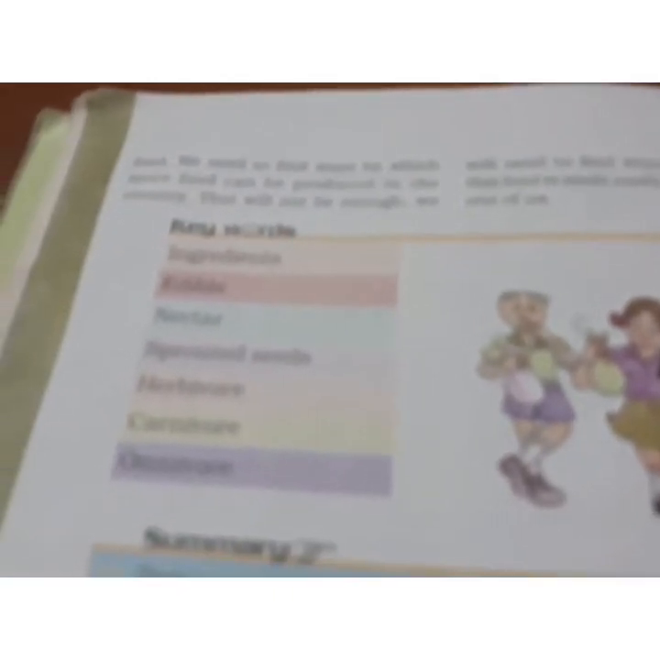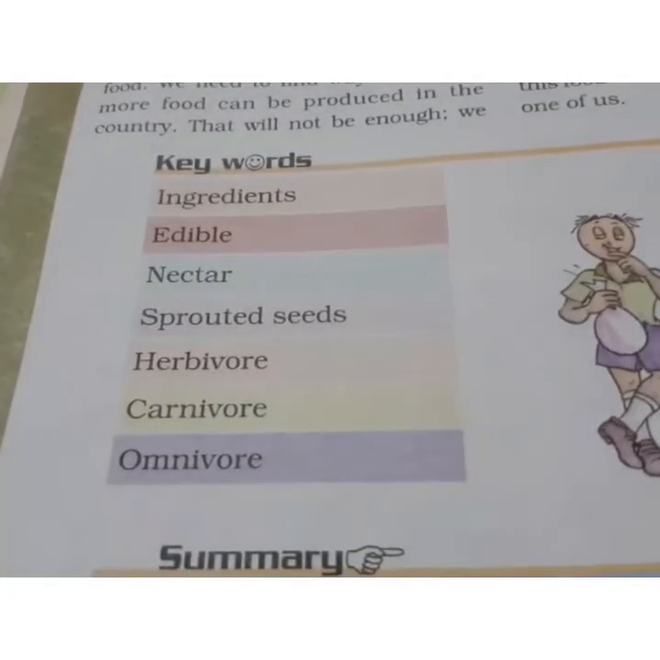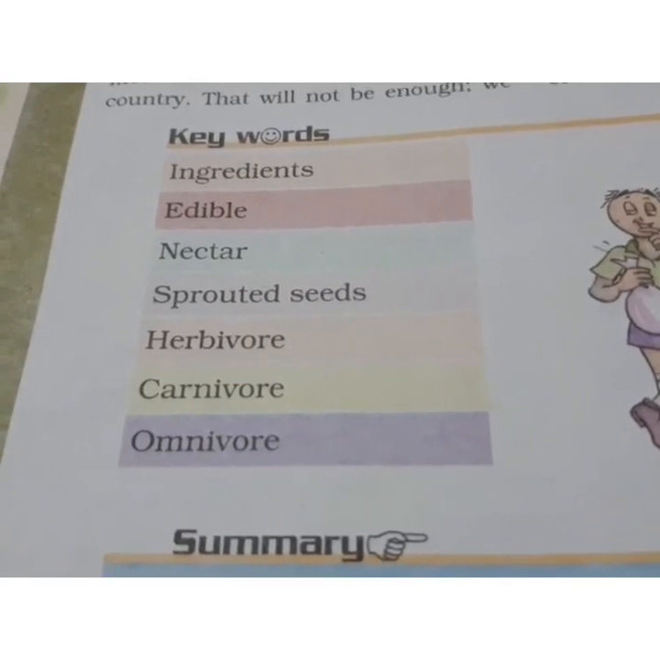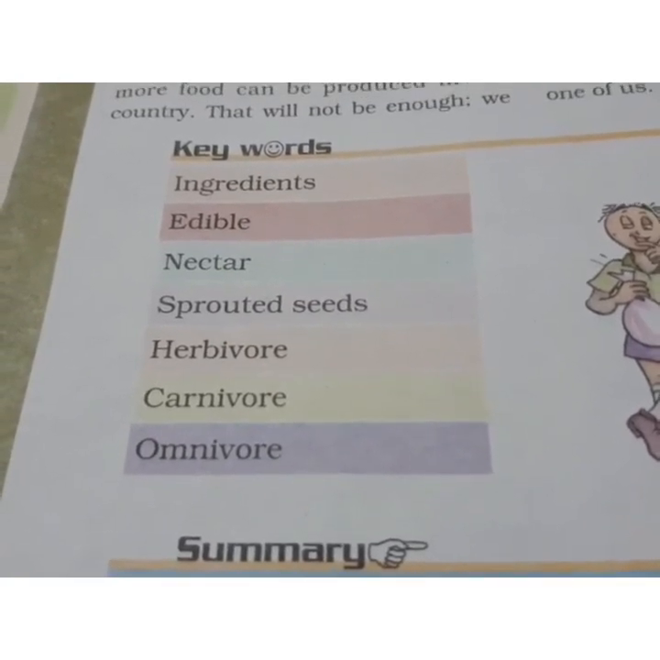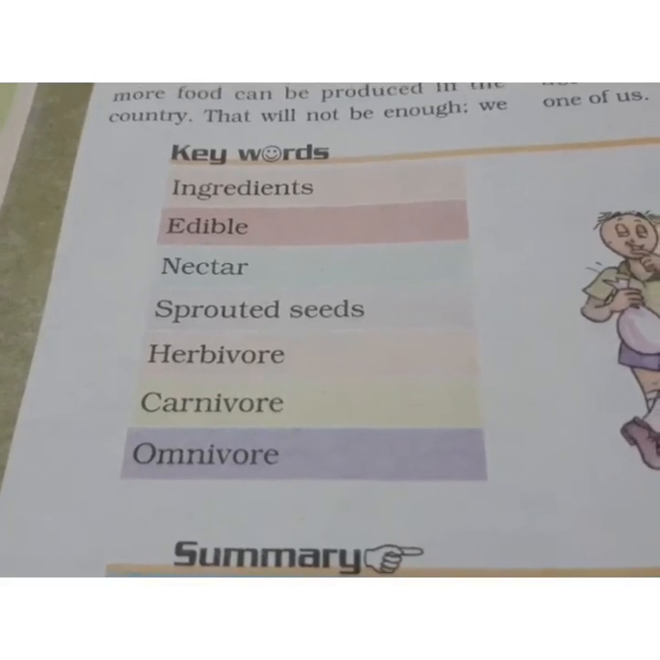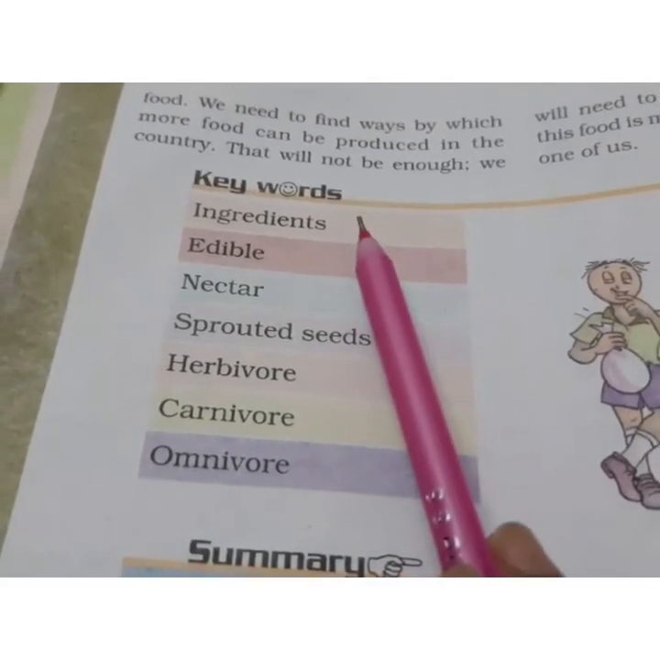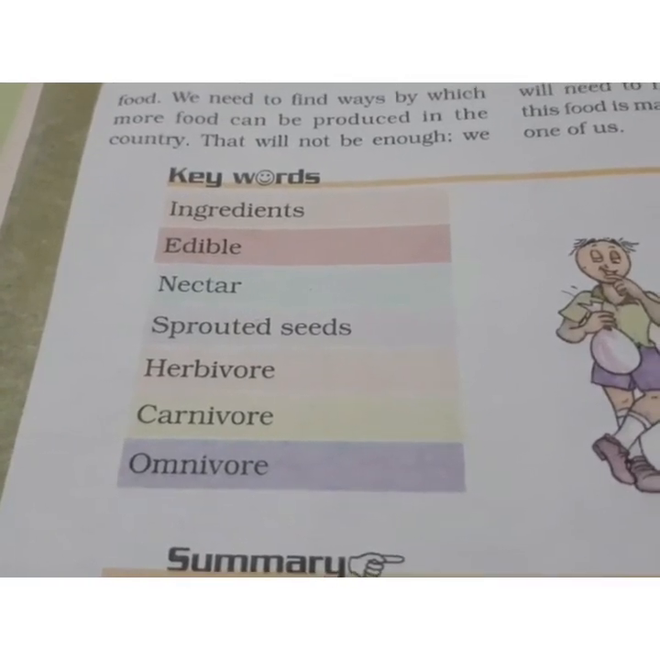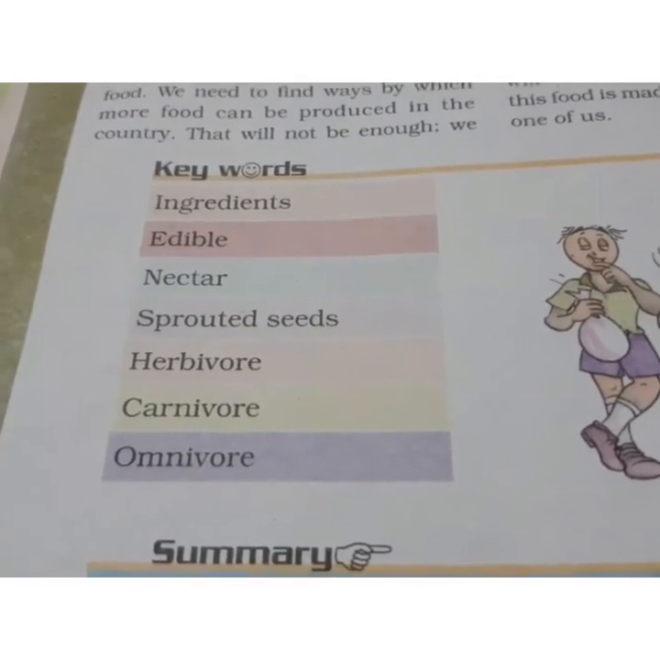Now dear children, here are certain keywords that are written here, which are the new words: ingredients, edible, nectar, sprouted seeds, herbivore, carnivore and omnivore. Edible means जिसको खाया जा सकता है. Ingredients वो हैं जिनसे जो कि सामान हम खाना बनाने के लिए डिफरेंट चीज़ें जो हम यूज़ करते हैं, those are called as the ingredients.